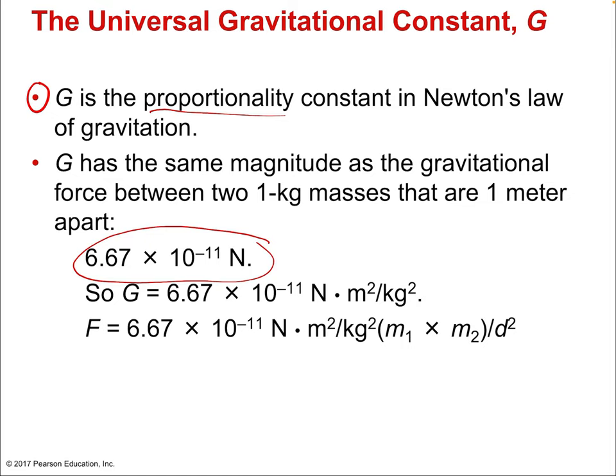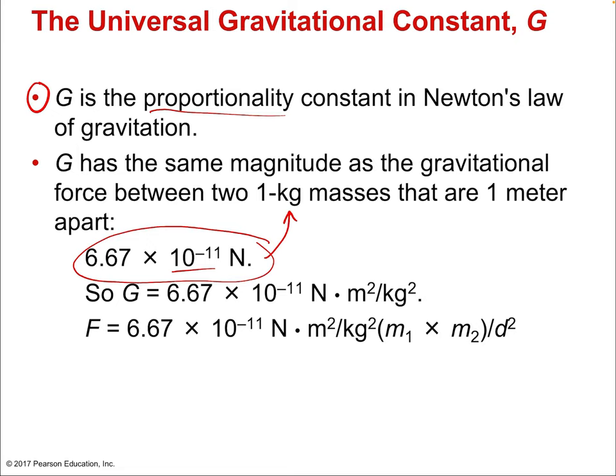And then if that's measured in newtons, that would be the value of force between those two 1-kilogram masses that are 1 meter apart. And first of all, notice this is a tiny force, right? 6.67 times 10 to the negative 11 newtons, that's a tiny, tiny force. That's why we don't notice the gravitational pull between everyday masses.